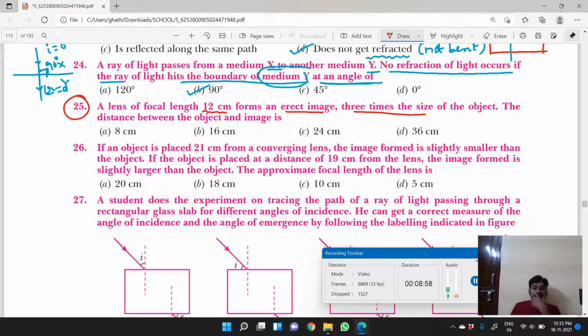The question gives the focal length of the lens, f is equal to 12 centimeters, and 3 times the size of an object means the magnification is given, which is equal to 3. Magnification is v by u, which is nothing but 3. Then v can be written as 3u. Here the object distance is unknown. Similarly, the image distance is also unknown.